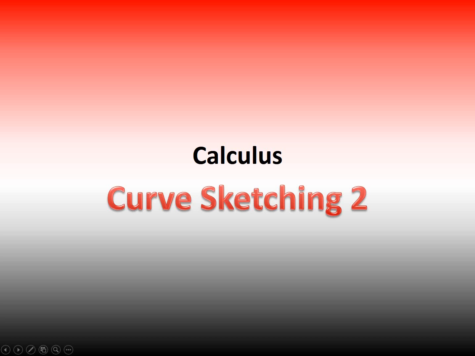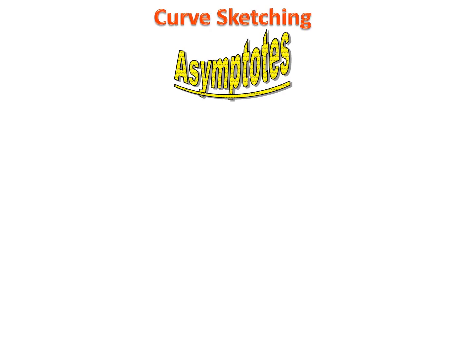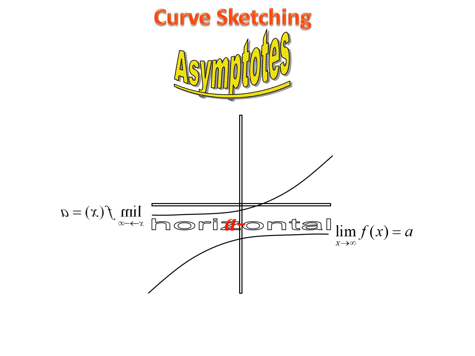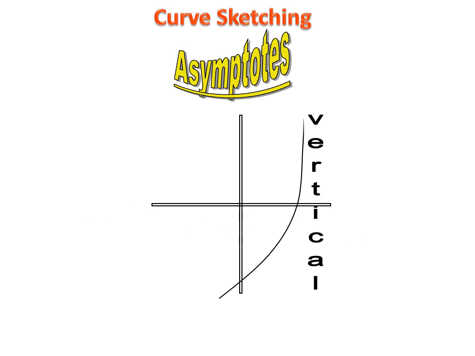Okay, here we go with curve sketching 2. Now we introduce the asymptotes to the sketches we've done before. This is going to be 2 short little videos on that, with just a couple of questions to practice for yourself. We have horizontal asymptotes, vertical asymptotes, and we're going to introduce other asymptotes in the next lesson.